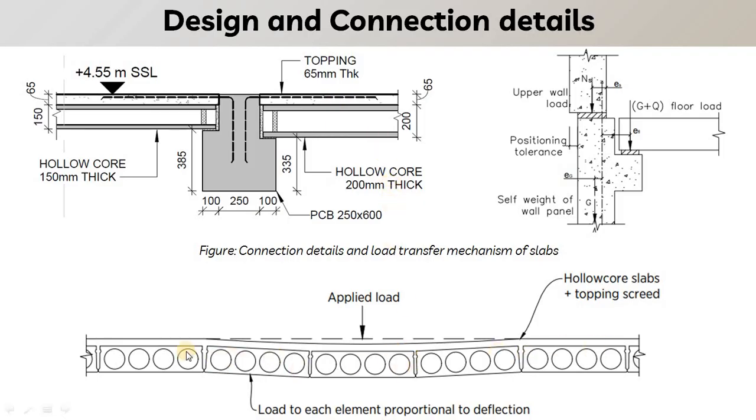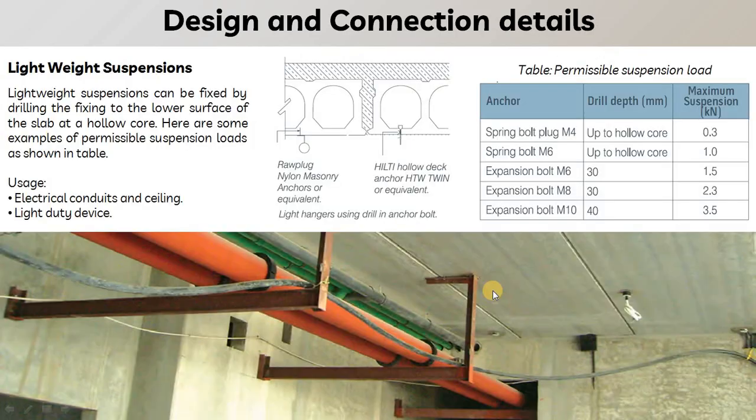Here you can see on the bottom side the single unit after making the topping on the hollow core slab. Let's say the hollow core slabs are placed, and above we have placed the reinforcement cage, and then the screed or topping is done. After the application of the load, this is the way the slab will distribute the force, and this kind of action will be created.